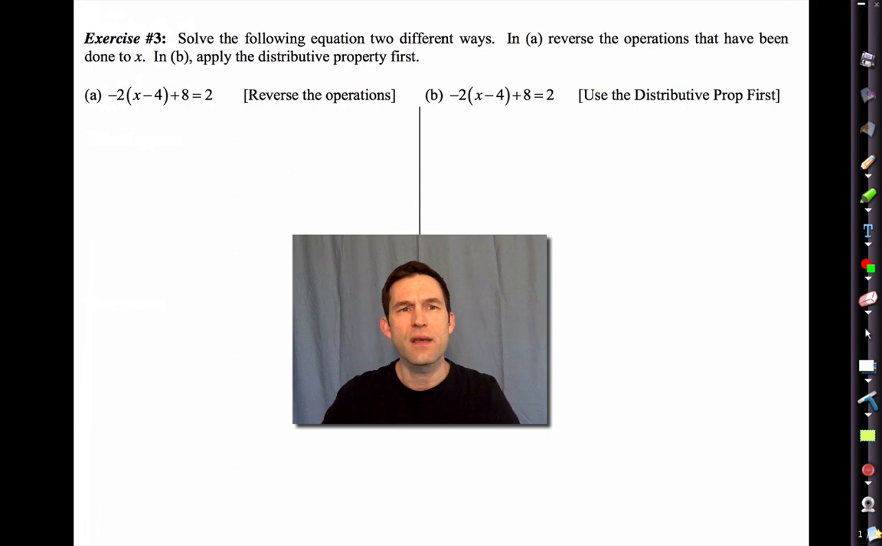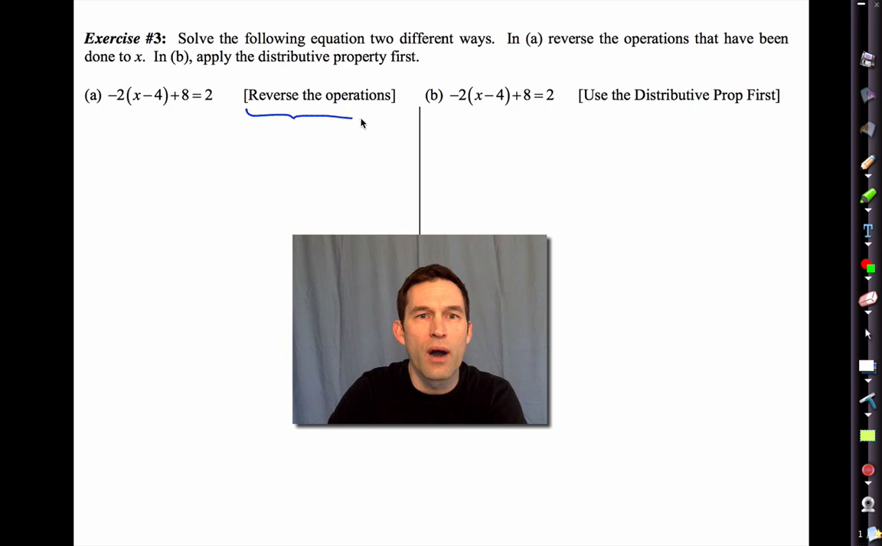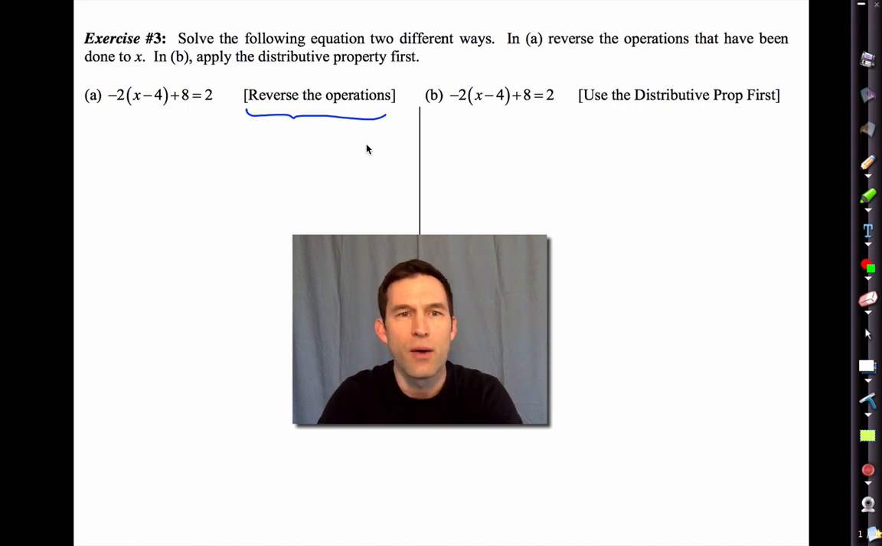All right, so let's take a look at the equation negative 2 times (x minus 4) plus 8 equals 2. We're going to solve this equation two different ways. In letter A, I'd like to do what we've been doing. I'd like to reverse what's been going on in terms of order of operations. And in letter B, we're going to use the distributive property. So what I'd like you to do is pause the video now. In letter A, I'd like you to identify what's been done to x and then reverse it to solve for x. Pause the video now.